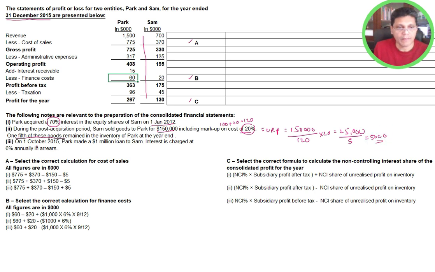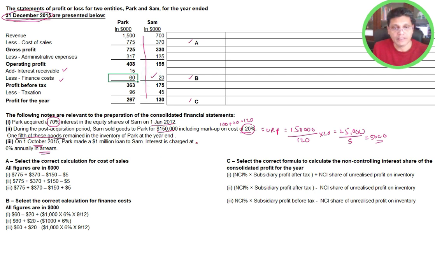And apart from that, there is another intercompany transaction given on 1st October 2015, and the financial year end is 31st December 2015. Park made a 1 million loan to Sam. Interest is charged at 6% annual in arrears. So whatever the interest income recognized by Park has to be eliminated, and whatever the interest cost recognized in the finance cost by Sam has to be eliminated.